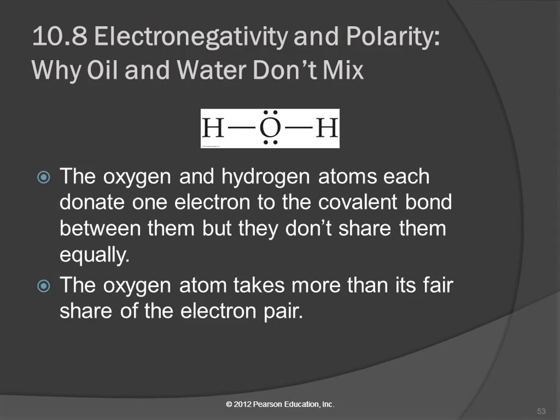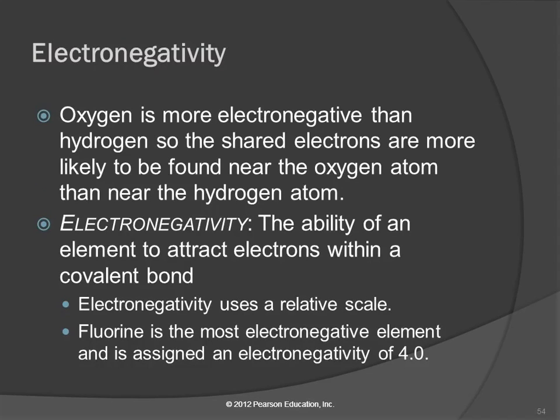And so when two atoms share a pair of electrons, it's also not equal. In this case, the oxygen is taking more than its share of that electron pair. The electrons are spending more time close to the oxygen than they are to the hydrogen. And this has to do with electronegativity.